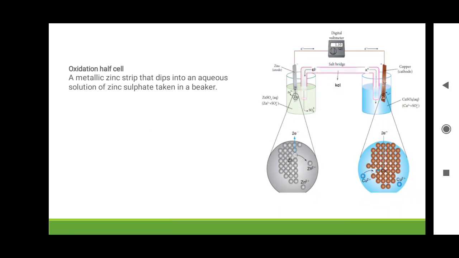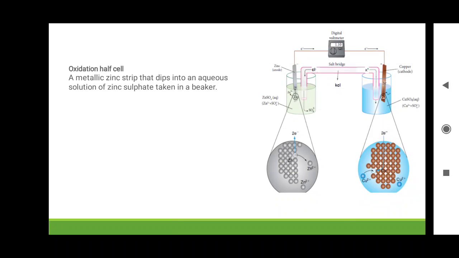This diagram denotes a galvanic cell. It consists of two half cells. The left side is the anode compartment, where oxidation occurs. So the oxidation half cell is a metallic zinc strip that dips into an aqueous solution of zinc sulfate taken in a beaker.